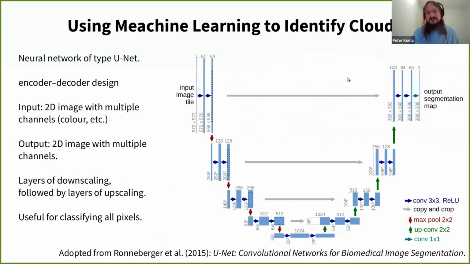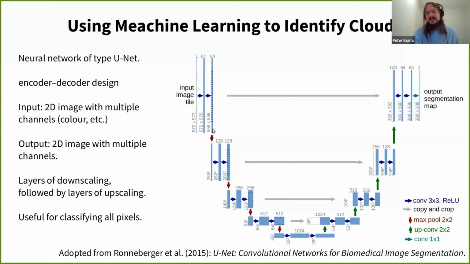And we use this kind of neural network. It's called UNet, which is an encoder-decoder network, which first downscales the images into smaller resolution, into what's called latent space. And then it upscales the latent space into the same resolution as it was originally. So we can produce classification for every pixel of the input image. So that would be the input satellite image. And on the output, we get an image which tells us for every pixel what kind of cloud type there is.